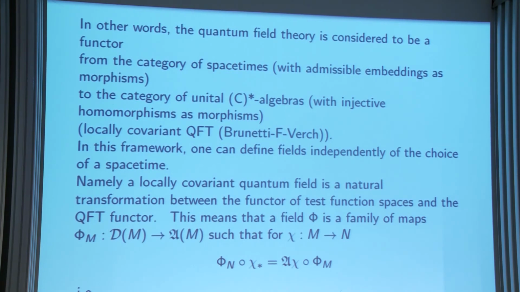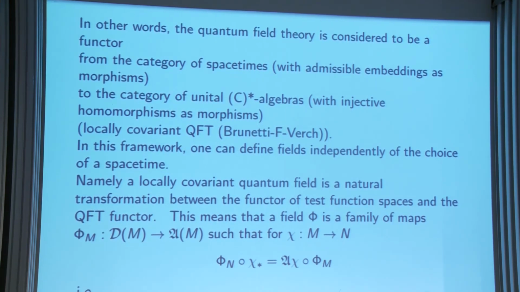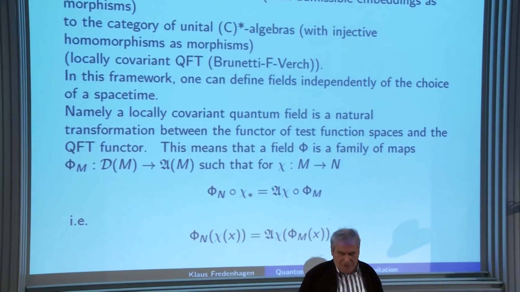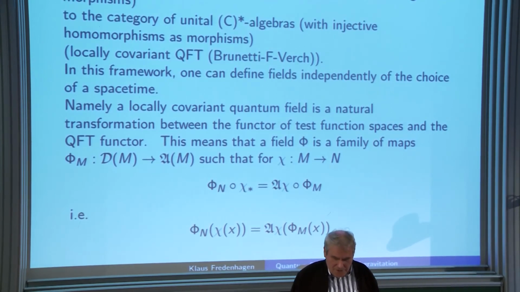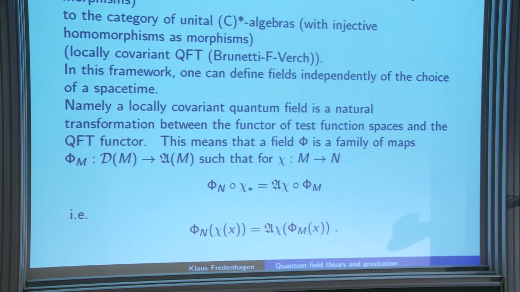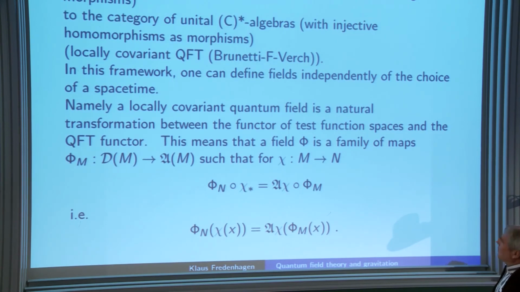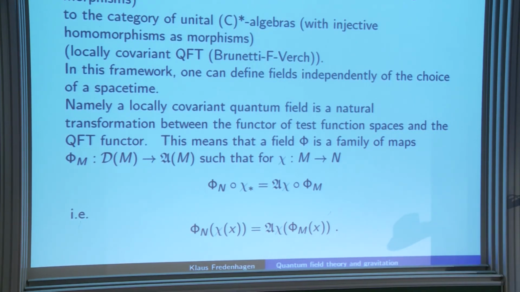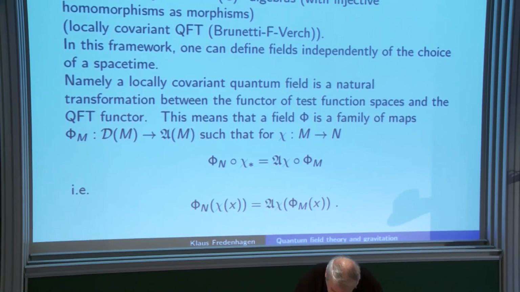And in this framework, one can define a field independent of the spacetime. Namely, what is a field? A field is just a natural transformation between the functor of test function spaces and the quantum field theory functor. So this means you have a field phi as a family of maps, phi_M, from the test function space of M to the algebra associated to M, and which transforms in the appropriate way under these embeddings.